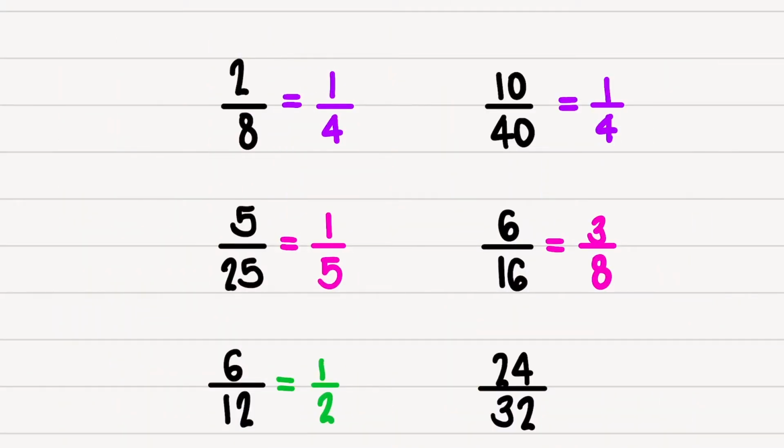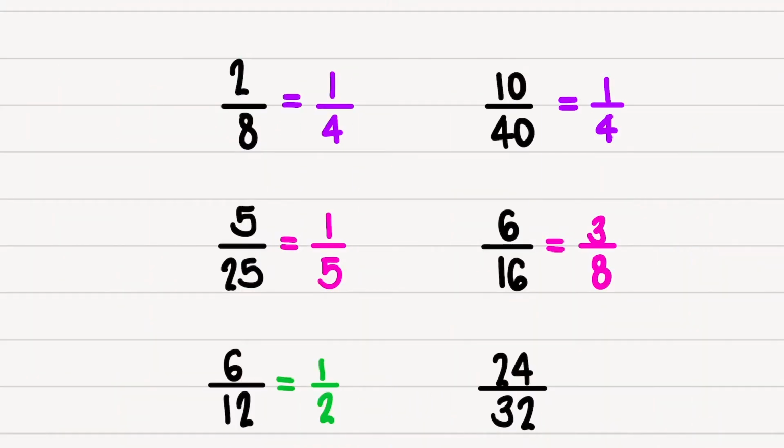If I look at the next one of 24, I can see that 2 goes into 24, 2 goes into 32. But is that the biggest number? What about 4? 4 goes into 24. 4 also goes into 32. But is that the biggest number? No, it's not. What's the biggest number that goes into 24 and into 32? You've got it. It's 8. 8 goes into 24 3 times, and 8 goes into 32 4 times.